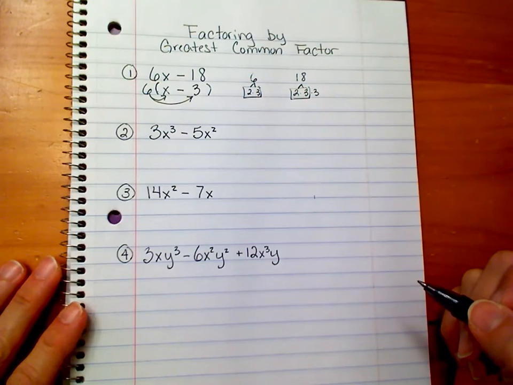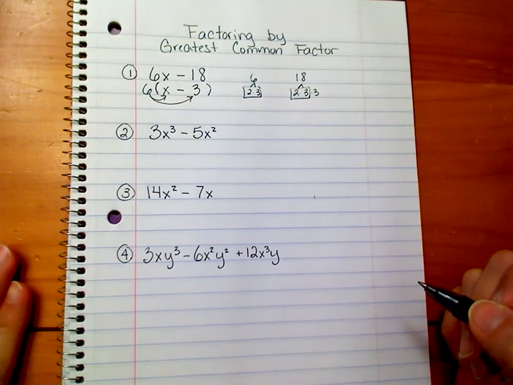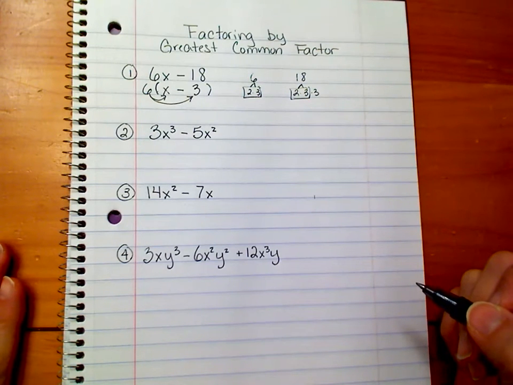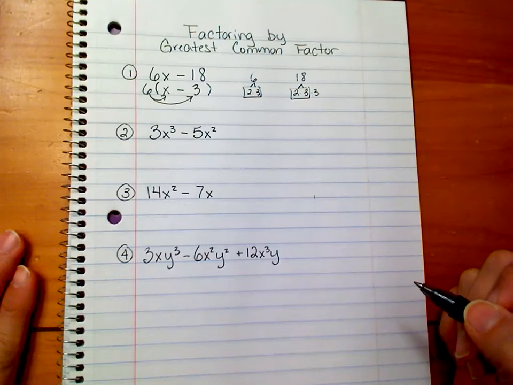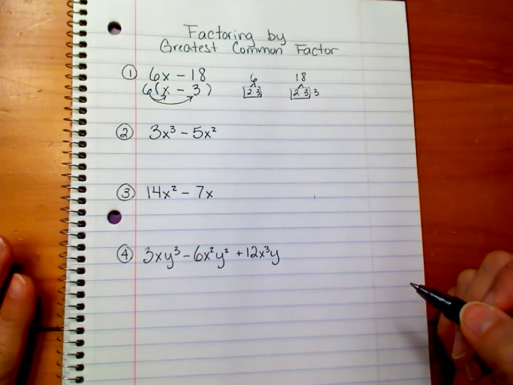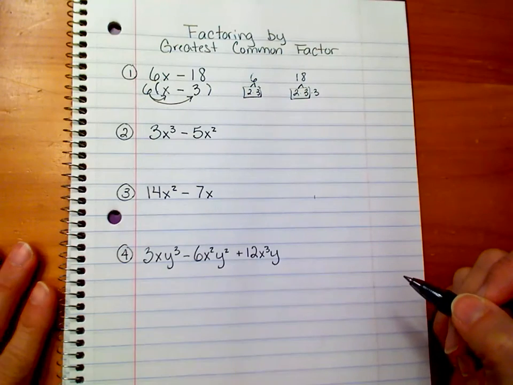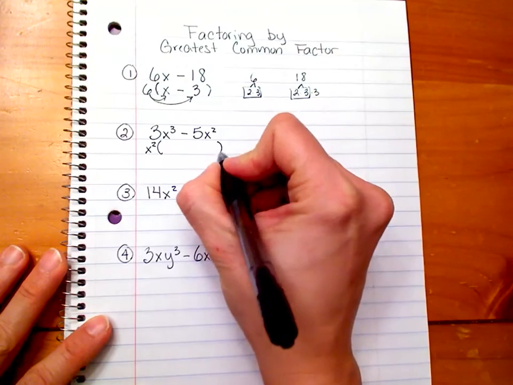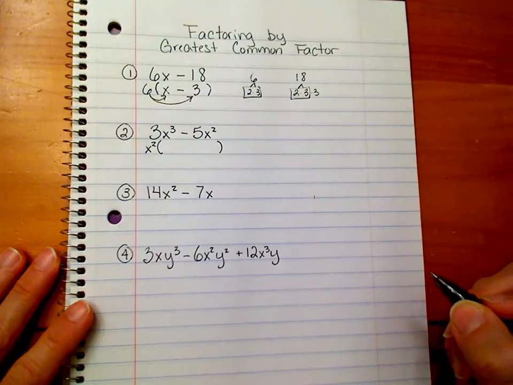So number 2, we notice that there's nothing in common between the 3 and the 5, but they both have x's. So how many x's are in common? Well, in x cubed, there's 3 x's multiplied by each other. In x squared, there's 2. So 2 x's, or x squared, is what is in common. It's the greatest common factor.